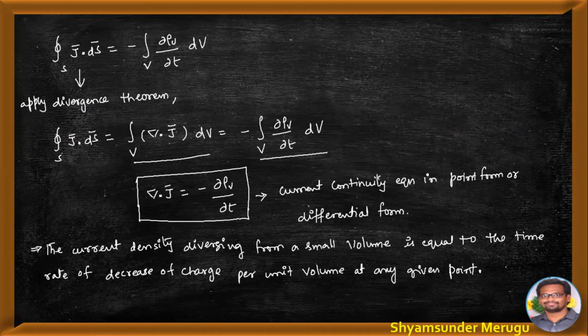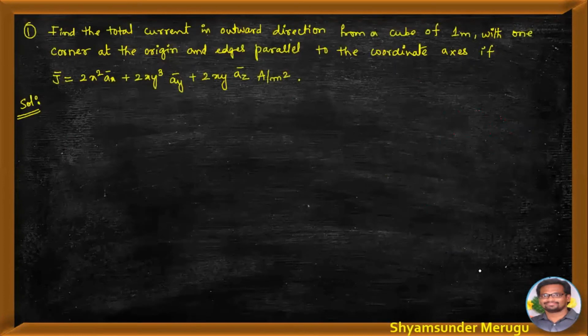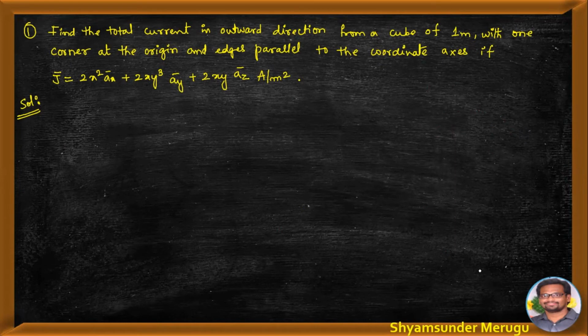Now let us look at a numerical problem. The problem says: find the total current in the outward direction from a cube of 1 meter with one corner at the origin and edges parallel to the coordinate axes, if J bar equals 2x squared ax bar plus 2xy cubed ay bar plus 2xy az bar ampere per meter square.